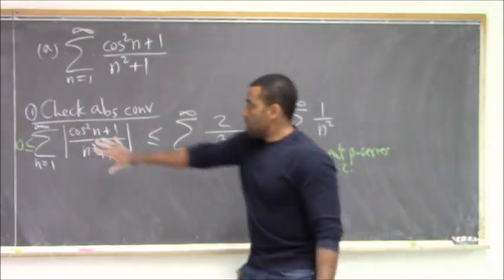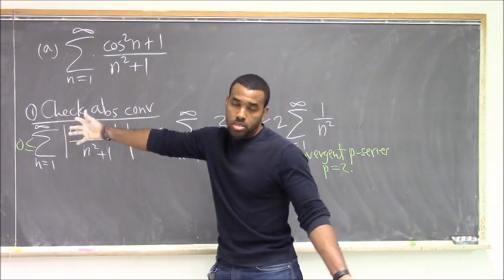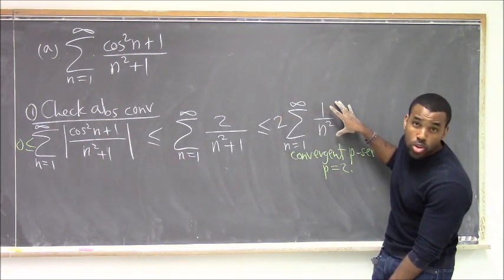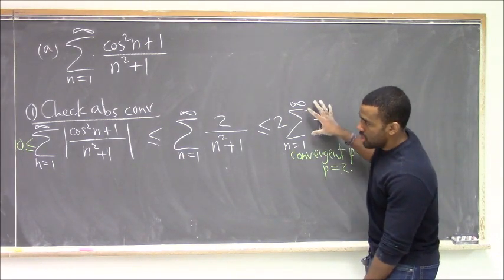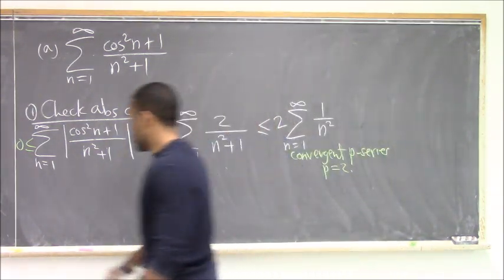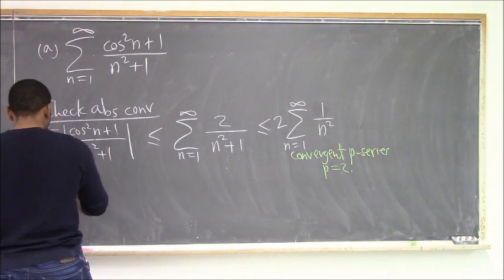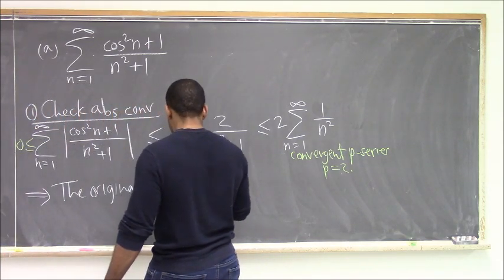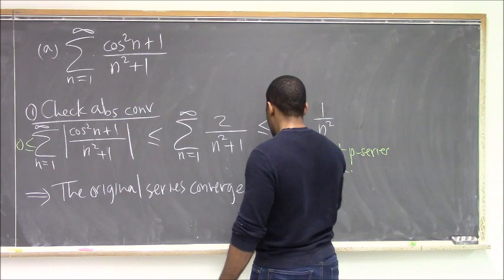So this series is that series with absolute values around all the terms. It's definitely larger than 0 because it's a bunch of absolute values. And then I realize that it is less than some other series that I know converges. The comparison test for a series tells us the bigger one converging in this situation implies that the smaller one converges. So what we can say then is this means the original series converges, and not only does the original series converge, it converges absolutely.